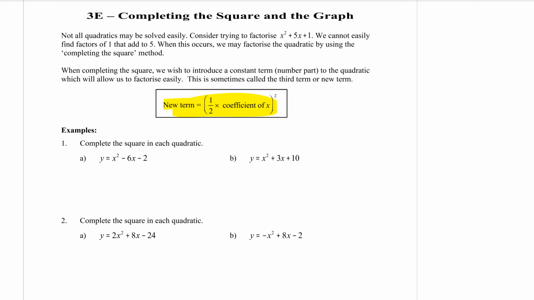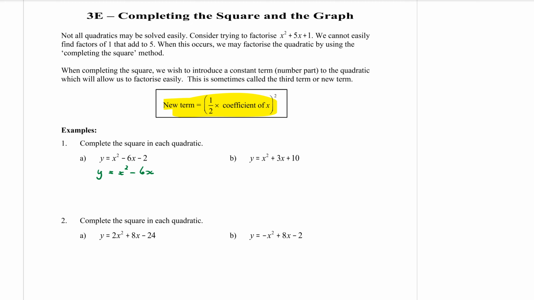So, question number 1A. Complete the square with each quadratic. What I'm going to do is leave the y equals x squared minus 6x, taking the first two terms of that quadratic. Then I need to make a perfect square using this formula that I've highlighted in yellow. I find my x term, which is here. I'm going to halve it and square it.